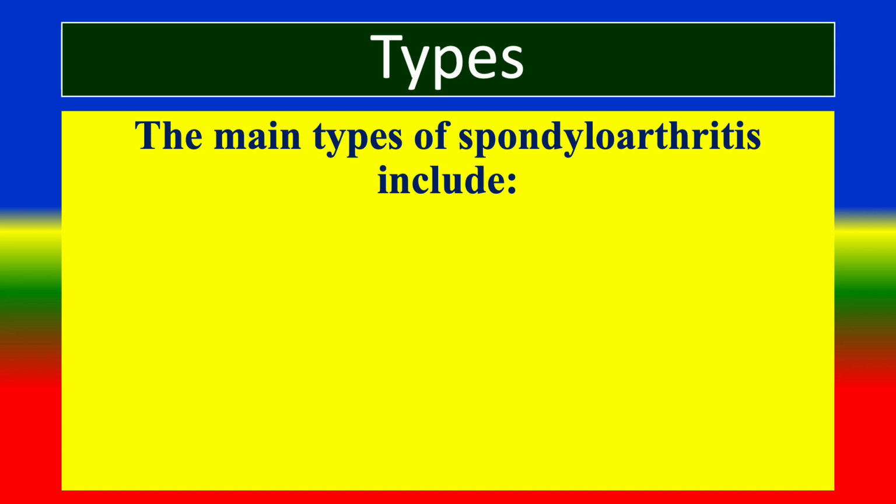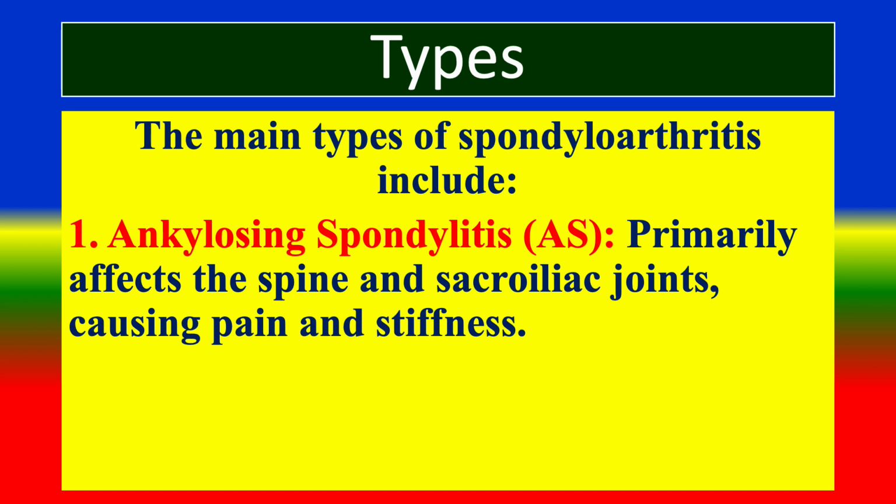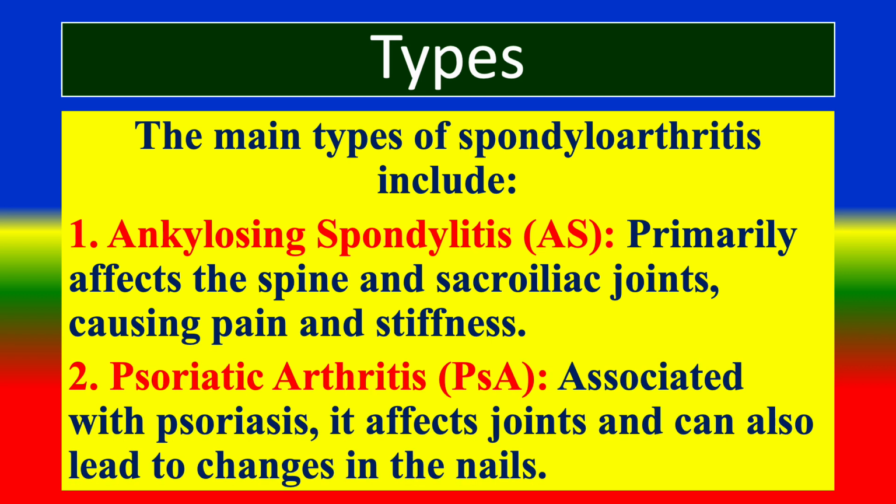The main types of spondyloarthritis include: 1. Ankylosing spondylitis, which primarily affects the spine and sacroiliac joints, causing pain and stiffness. 2. Psoriatic arthritis, associated with psoriasis. It affects joints and can also lead to changes in the nails.